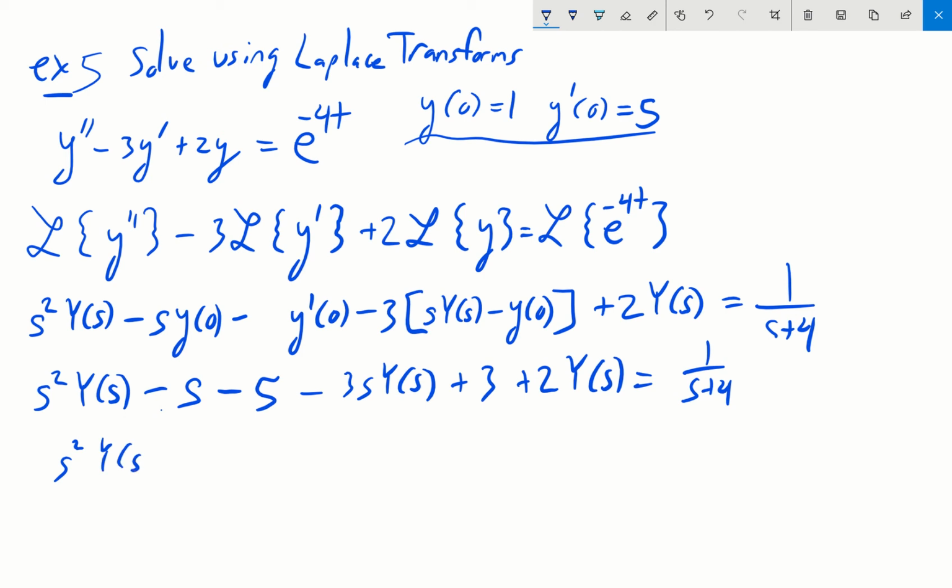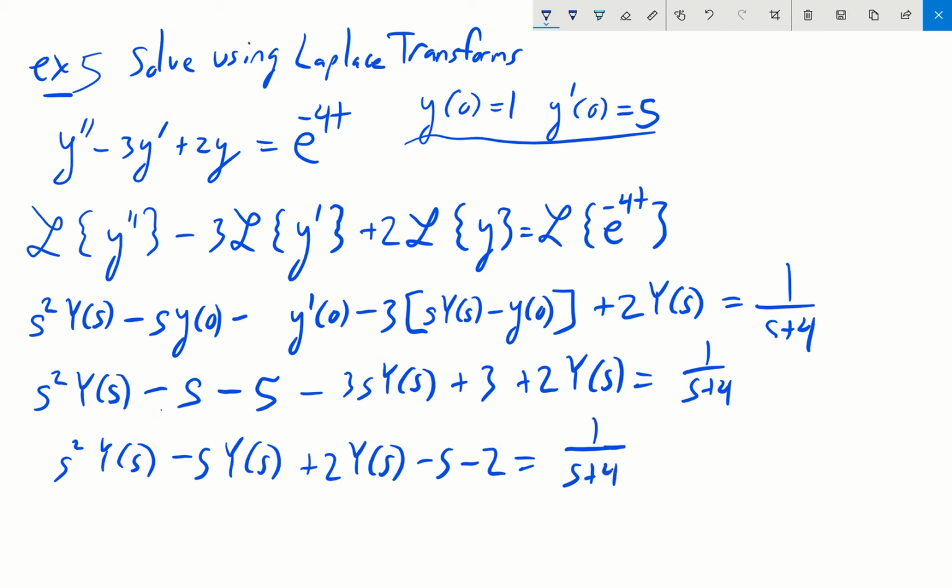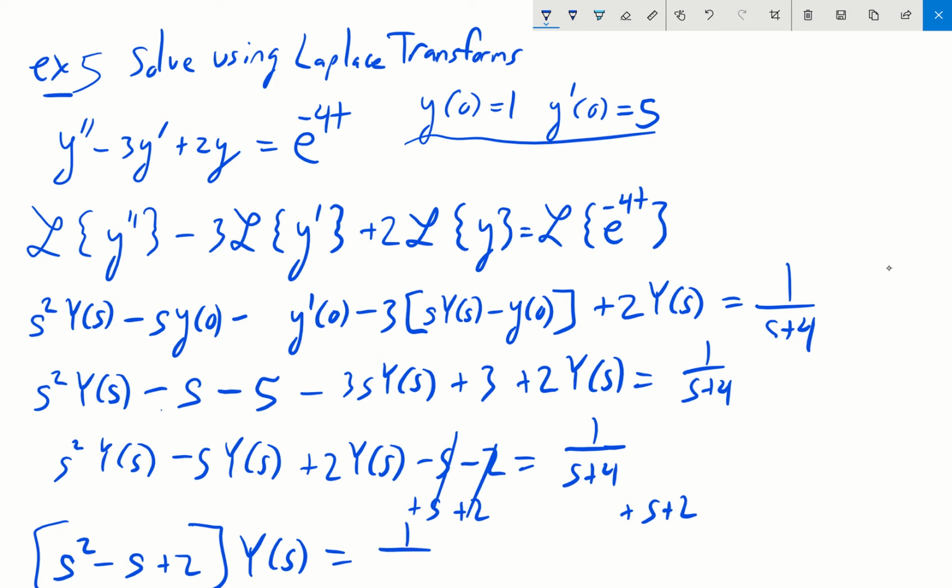Now we'll try to group all of our y of s terms together. And now, what else we have here? We have this negative s term, and then a negative 5 and a positive 3 would give us a negative 2. This is equal to 1 divided by s plus 4. We can now go ahead and get rid of this stuff. We want to keep only the y of s terms on one side. So we have s squared minus s plus 2. And I'm going to make an additional step of factoring out that y of s. And this is going to be equal to 1 over s plus 4 plus s plus 2.